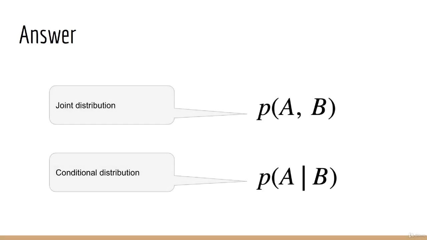So the answer is P comma A B really means P of A and B. This is the joint distribution between the random variables A and B. The other distribution is a conditional distribution. We read it as P of A given B. It's the probability distribution of A given that we already know B.